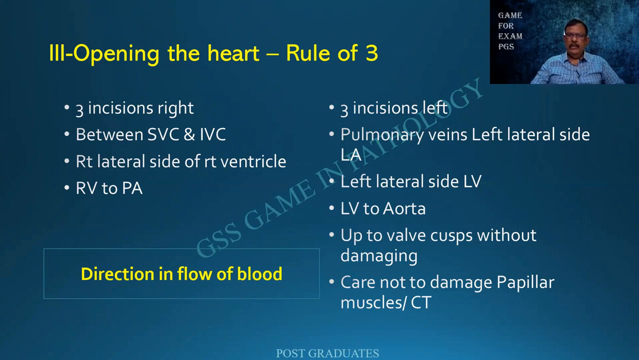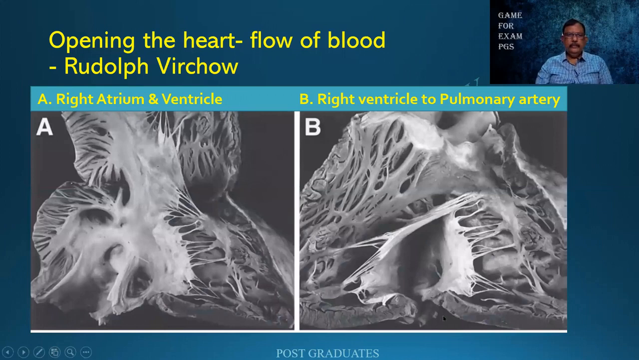Similarly, on the left lateral side of the ventricle, you will be putting an incision so that you open the ventricle. Once the left ventricle is open, you will have to cut through a part of the left ventricle going into the aorta, maybe through one of the cusps, and open the aorta. But as far as possible, we should not be damaging the valve leaflets. And also, you people should not be damaging the papillary muscles and the chordae tendineae. Look at this one.